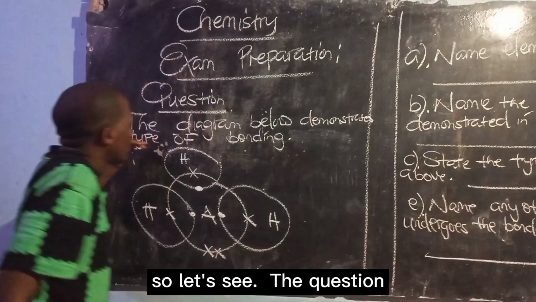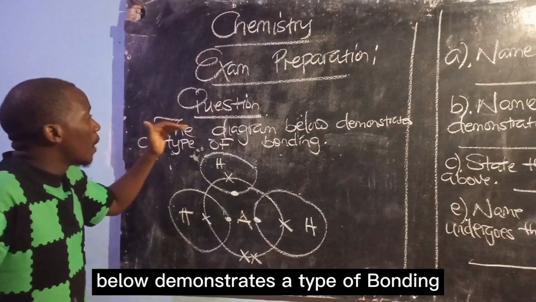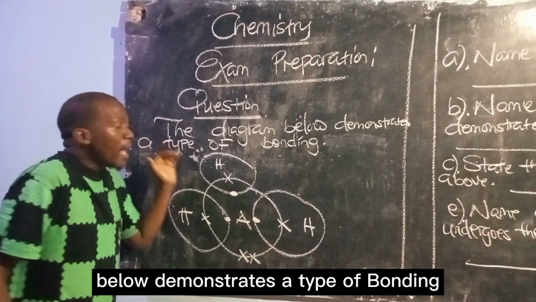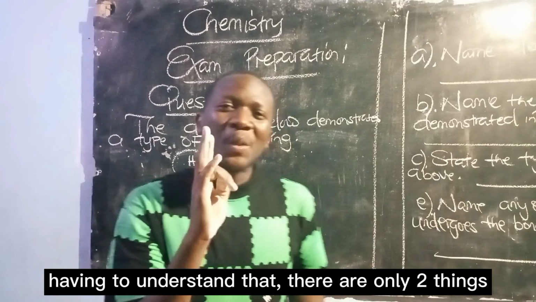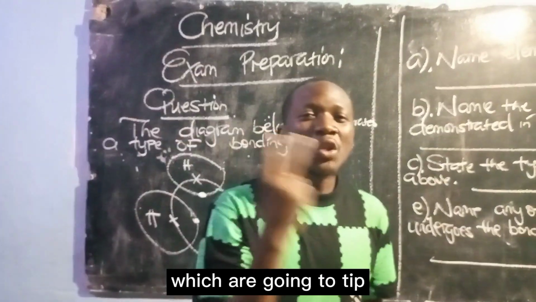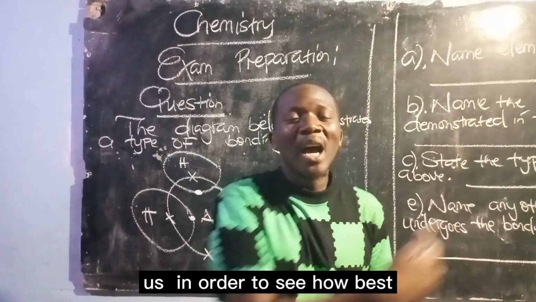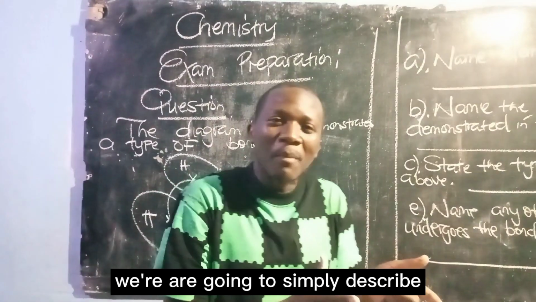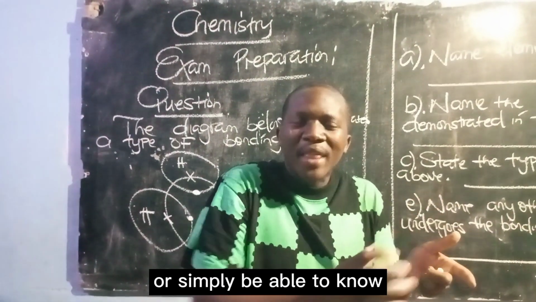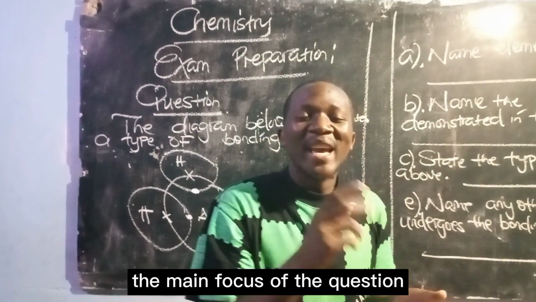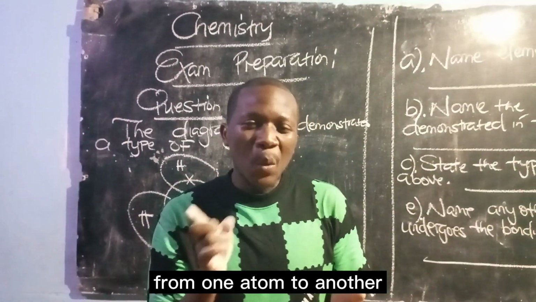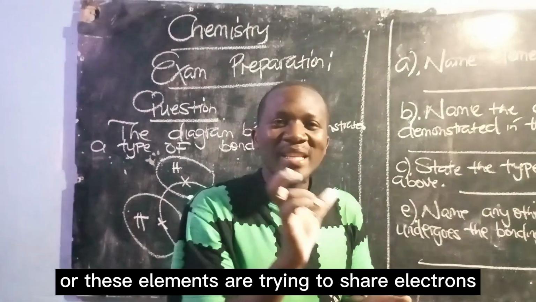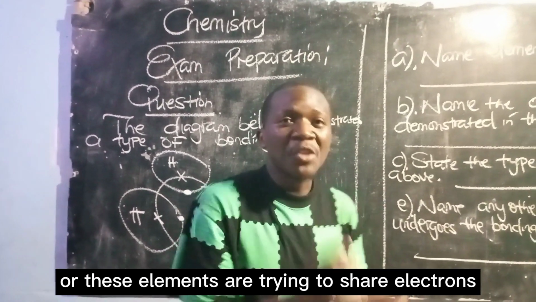So let's see. The question says, the diagram below demonstrates a type of bonding. Having to understand that there are only two things which are going to tip us in order to see how best you are going to simply describe or simply be able to know the main focus of the question. It's either electrons are being transferred from one atom to another, or these elements are trying to share electrons.